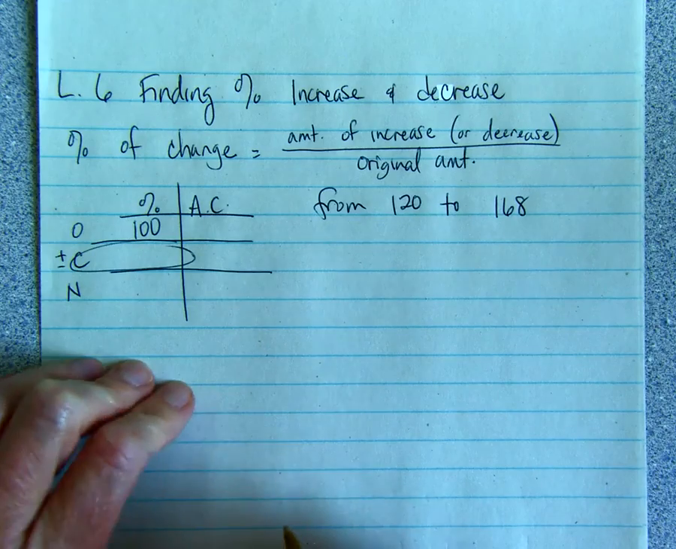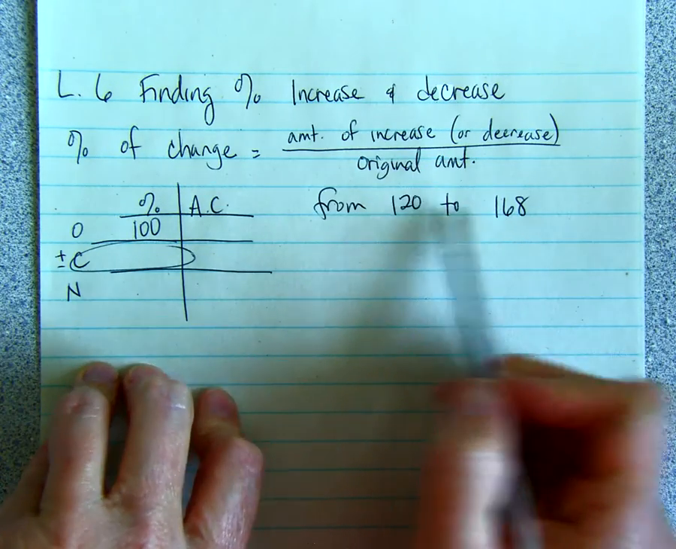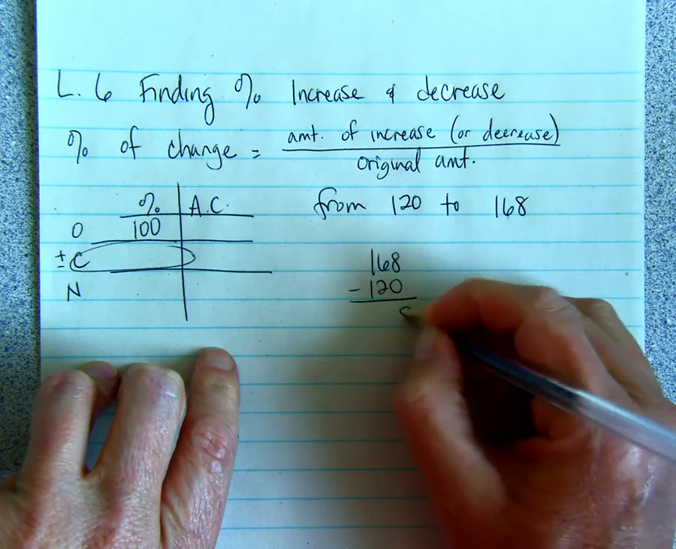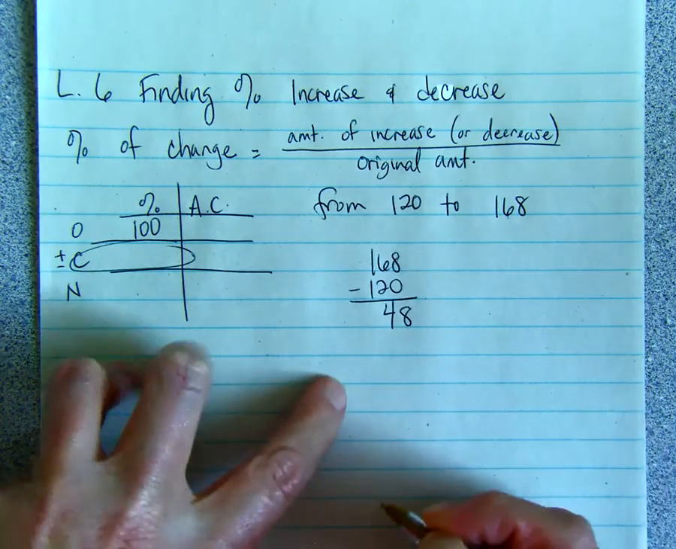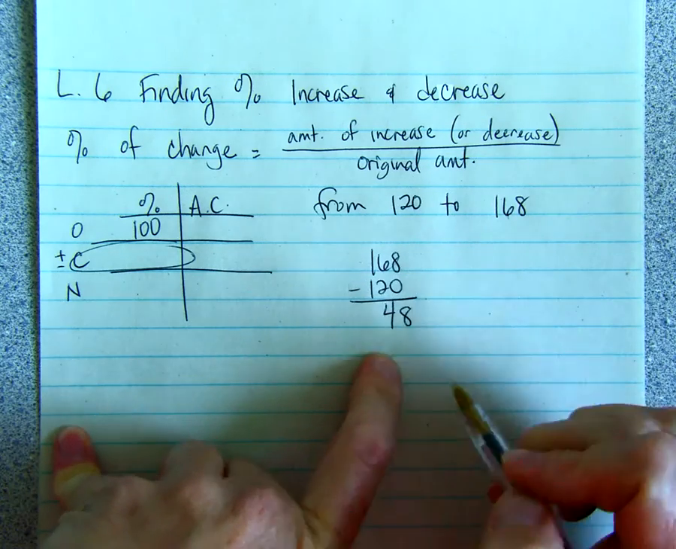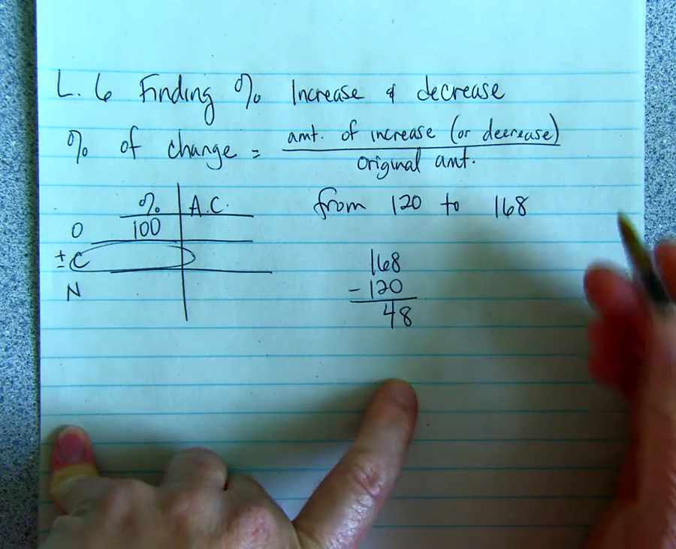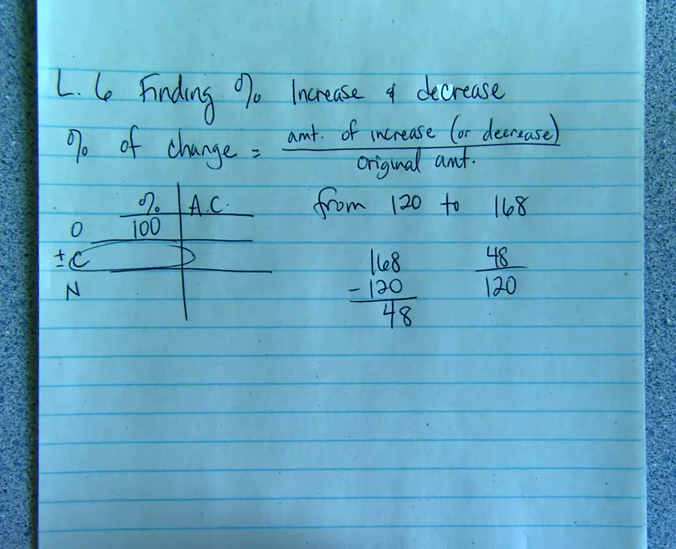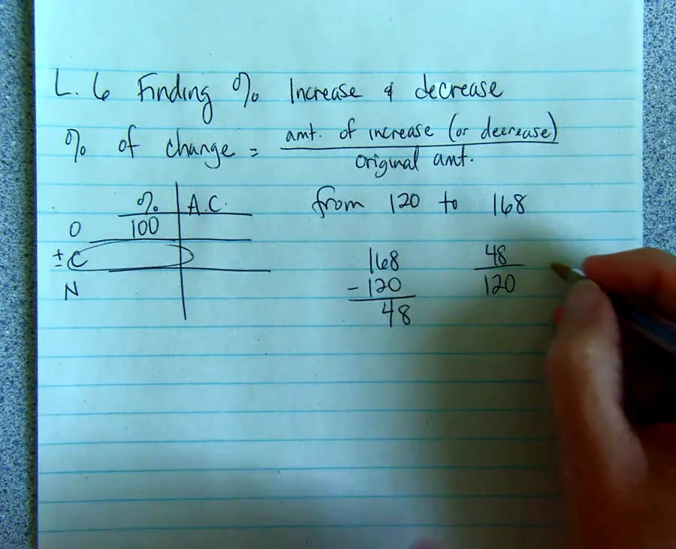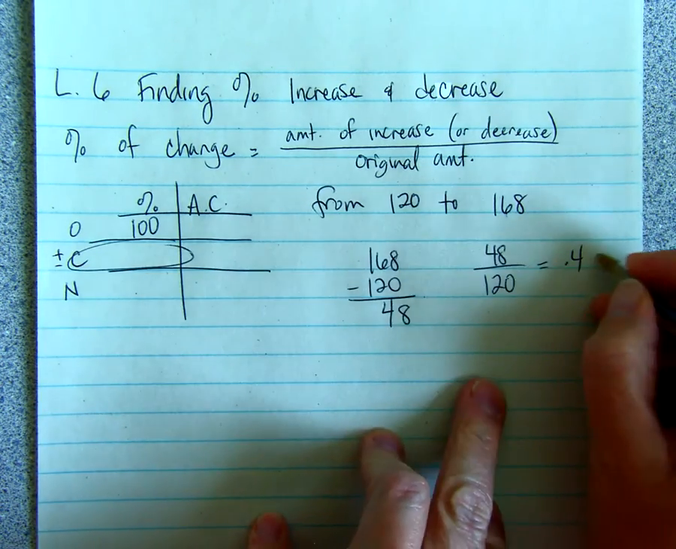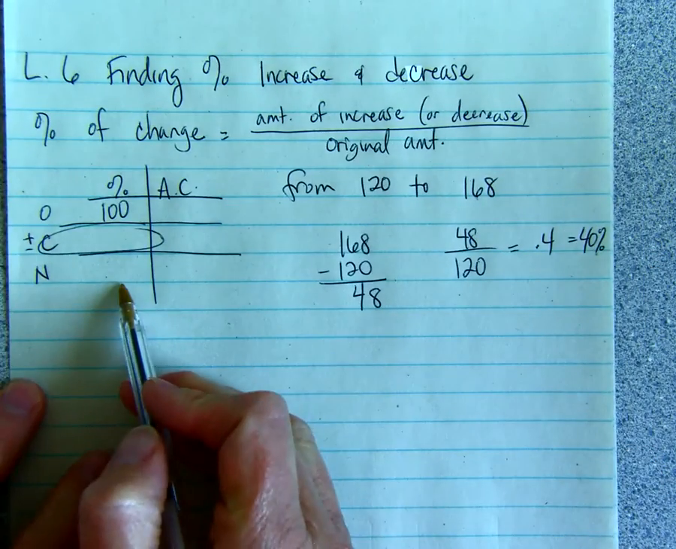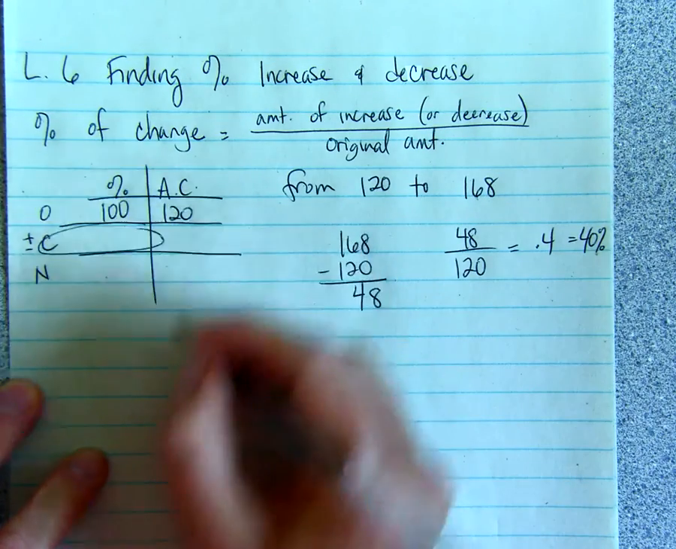So we could take the amount of increase, we just subtract those two, 168 minus 120, and we get 48, and you divide that by 120. So 48 divided by 120, and we get 0.4, which is 40%.